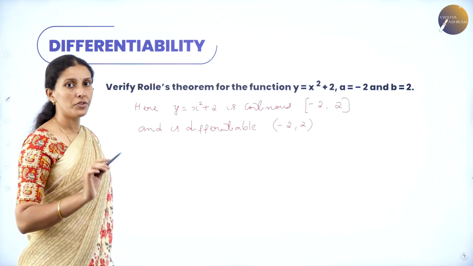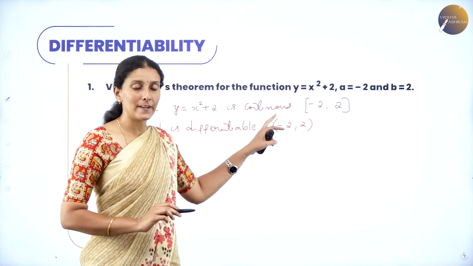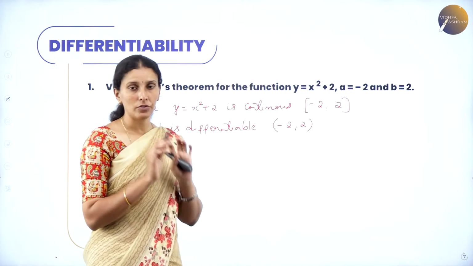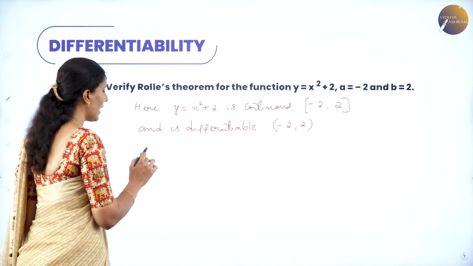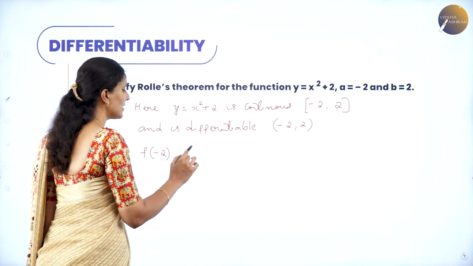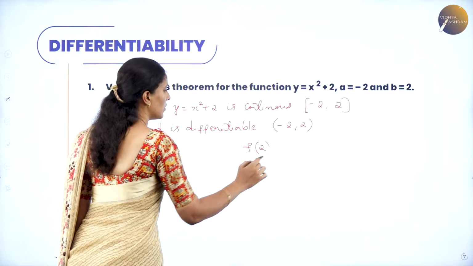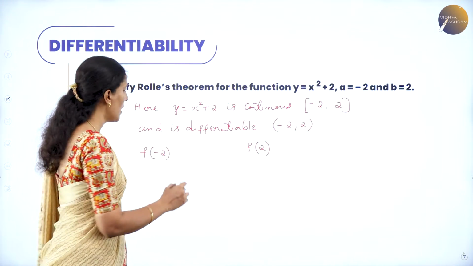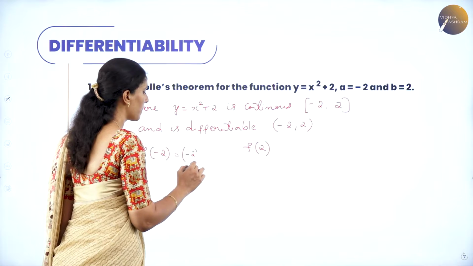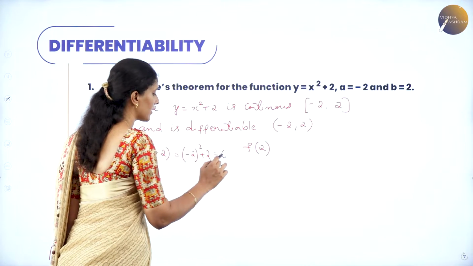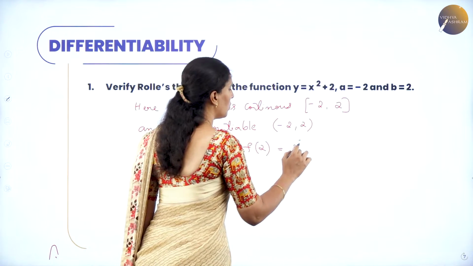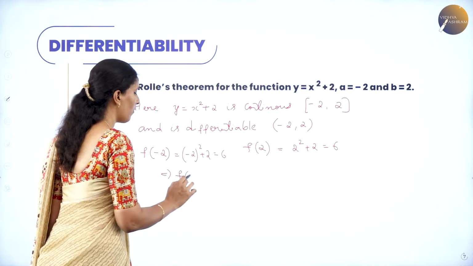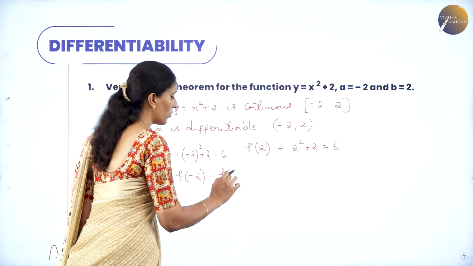According to Rolle's theorem, if the function is continuous in the closed interval and differentiable in the open interval, then we have to check what f of minus 2 as well as f of 2 are, and they have to be equal. Let's see. f of minus 2 is minus 2 whole square plus 2, which becomes 6. And f of 2 is 2 square plus 2, which is equal to 6. So f of minus 2 is equal to f of 2.